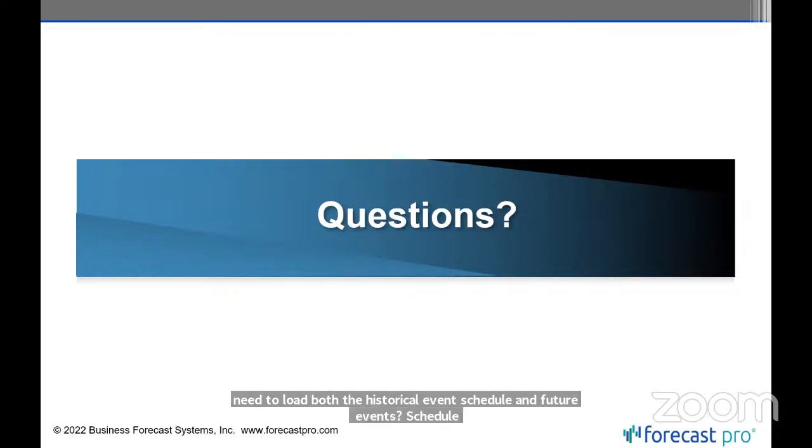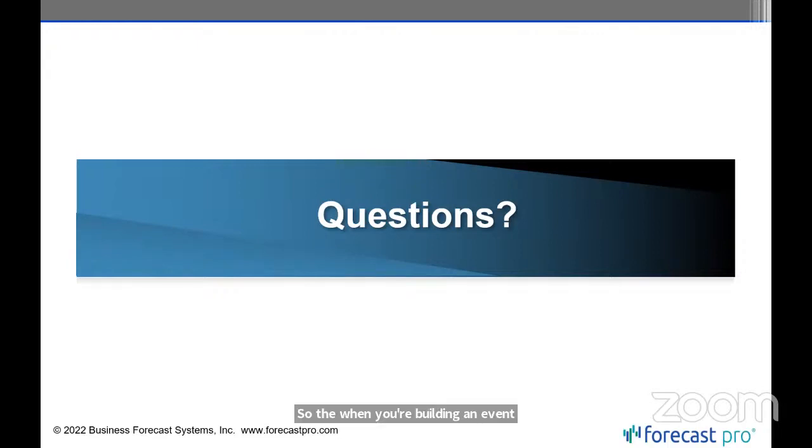The quick answer is yes. When you're building an event model, the events have to have occurred historically, because what the model is doing is measuring the impact that they had on the history. If you do not list the events in the future, then the assumption is they're not going to occur in the future. If you do list the events in the future, then the forecast will reflect that they will occur in the periods that you've specified.